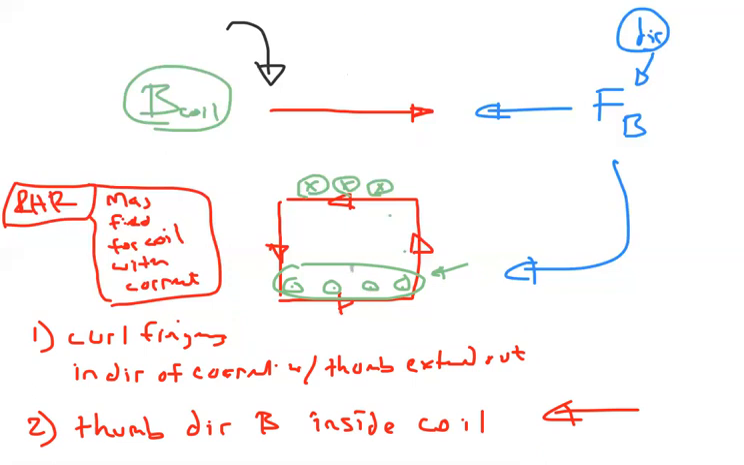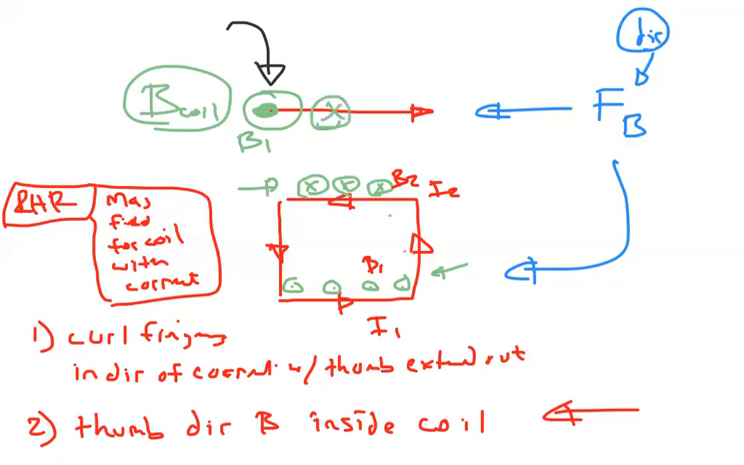So we'll call that, and it's good to label these, right? This would be I1, so that would be B1. This would be I2, so that would be B2. So for I1, right, we know B1 is going to be in this direction, right? So that's B1. All right, what about B2? It's going to be, we can clearly see, in the opposite direction, right? So that's B2. So how do we know which one to use here?